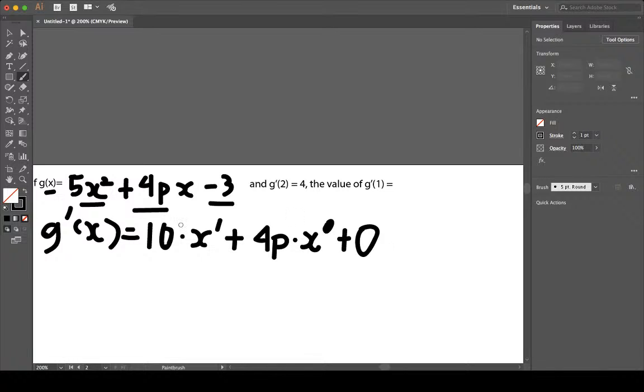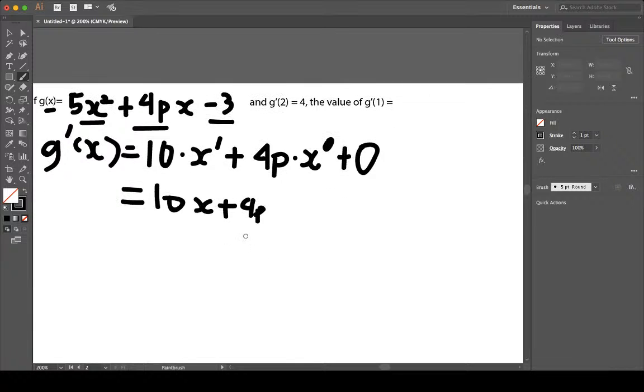And so we have this function: 10x plus 4p. Good. So what do we do now? Well, basically, we are going to substitute this 2 into this function. So the derivative of g at 2, which people normally write as g prime of x, take the derivative, and then x equals 2. It's something like that.